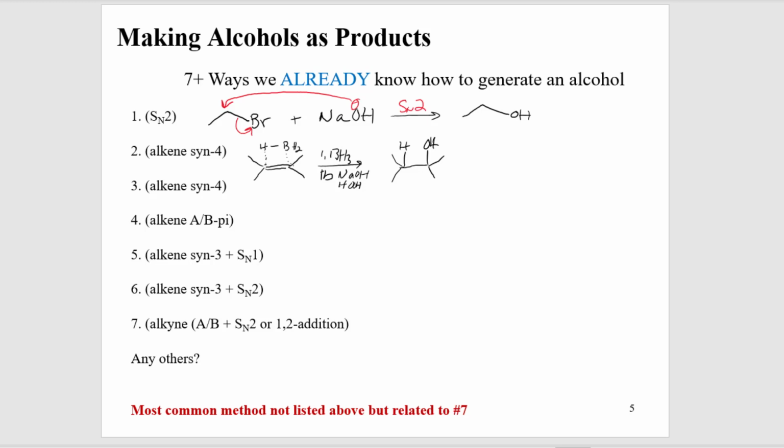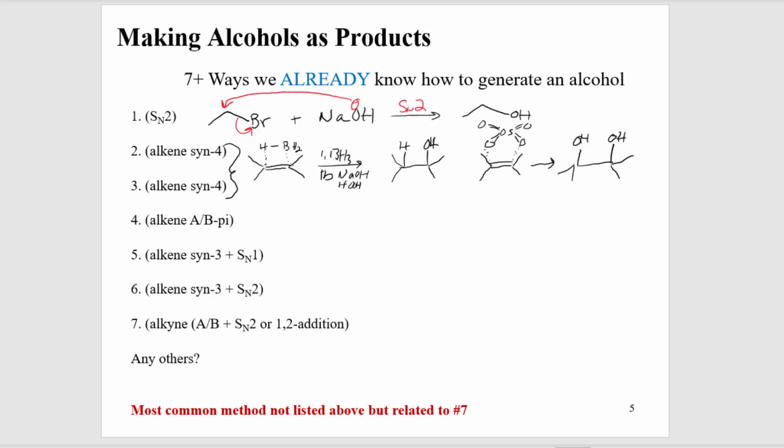Hydroboration. We also saw alkenes getting 2 oxygens, 2 alcohols, in a syn fashion. After workup, it ended up giving you a diol, a syn-diol, because of the mechanism. So that's another way we put 2 alcohols onto a carbon system, right? So those comprise 2 and 3.